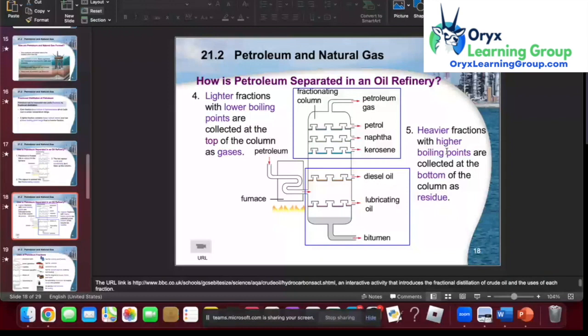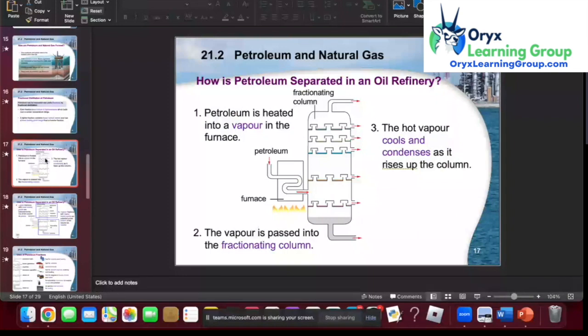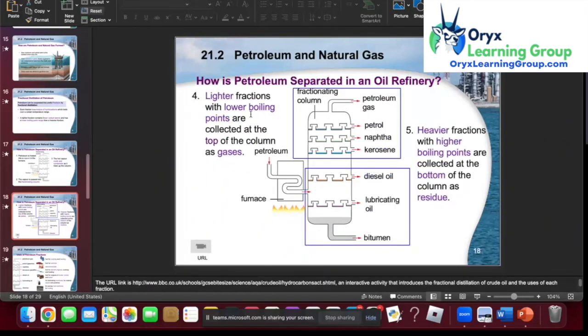Yes. Okay, so in case this comes in the exam, what you will write is: fractional distillation is based on the difference between the boiling points of the components. The petroleum is heated into a vapor in the furnace. The vapor is passed into a fractionating column. So you are heating it in the furnace and passing it through a fractionating column. The hot vapor cools and condenses as it rises up the column. The lighter fractions with lower boiling points collect at the top of the column as gases, and heavier fractions with higher boiling points collect at the bottom of the column as residue. This is the part you have to write in your exam.